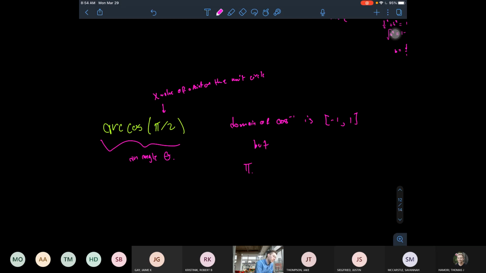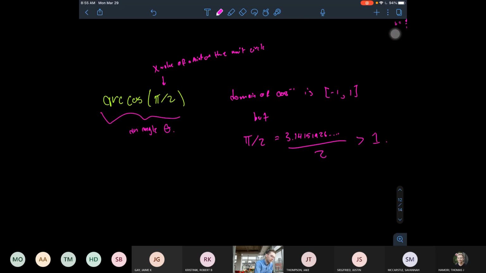But pi over 2 is equal to like 3.14159... all divided by 2, which is larger than 1. So this function for this input is undefined.